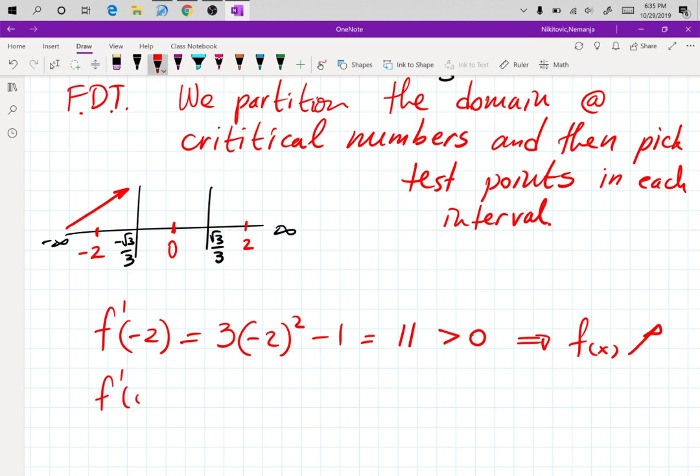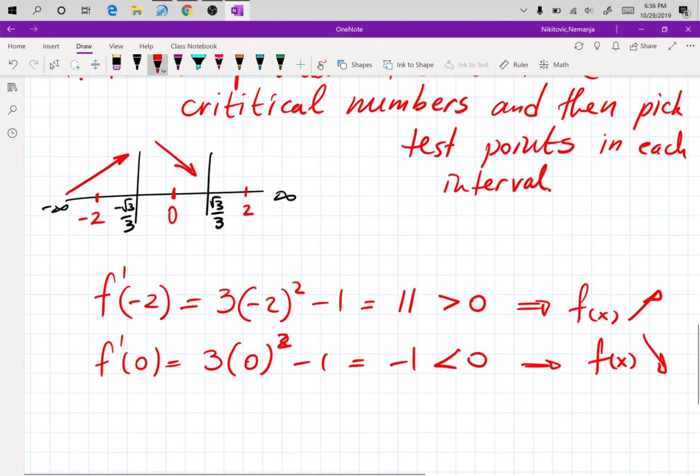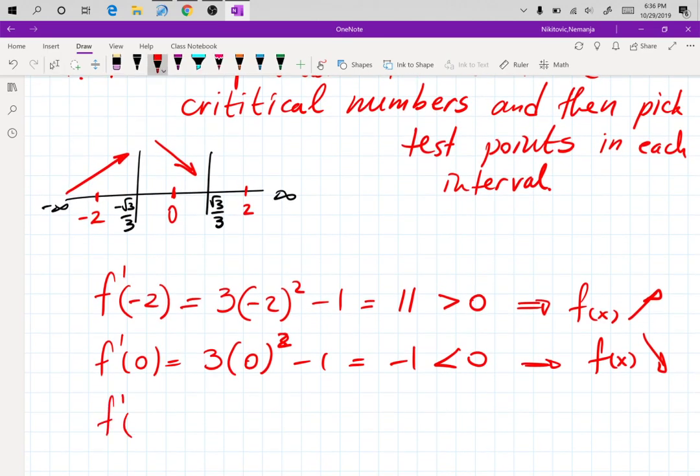Now, f prime of 0, the second test point, is 3 times 0 squared minus 1, which is negative 1, less than 0, meaning that the function decreases on this interval. And f prime of 2 is 3 times 2 squared minus 1, which is also 11, larger than 0, and f of x is increasing.